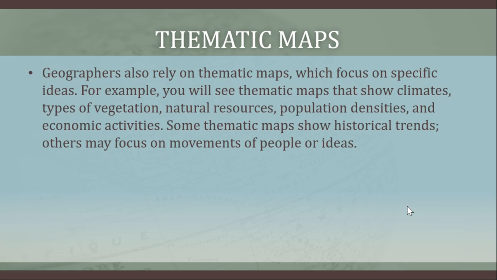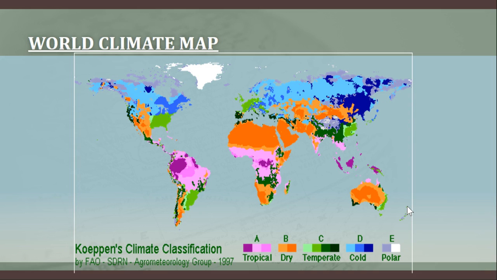Now, the other big map that we're going to be using are thematic maps. You've seen lots of these. These are like physical maps. In many ways, they can show some of the same things. But this is where you start looking at resource distribution, population densities, right? Economic activities. They're going to show historical trends. They may show movements of people. They may show distributions of ideas, right?